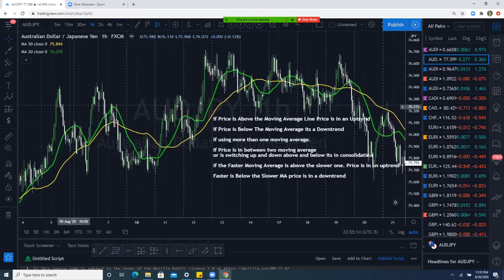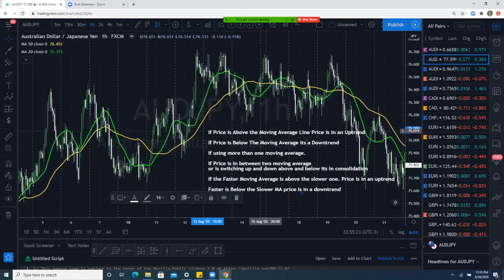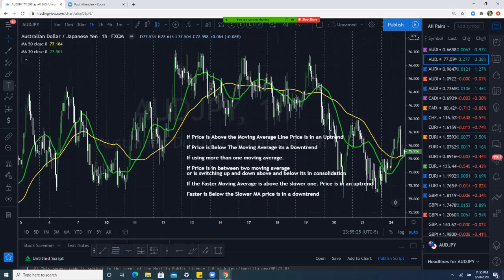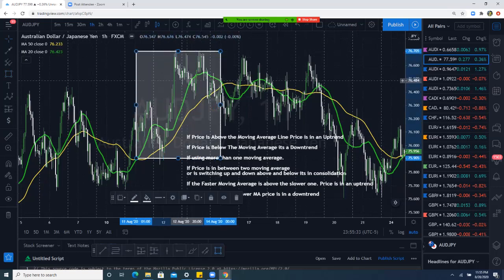The other way would be, if you're using more than one, if the faster moving average is above the slower one, it's an uptrend. So right here in this area, from there to there, the faster moving average, which is the 20 period green line, is above the slower 50 period yellow line moving average, price is in an uptrend.